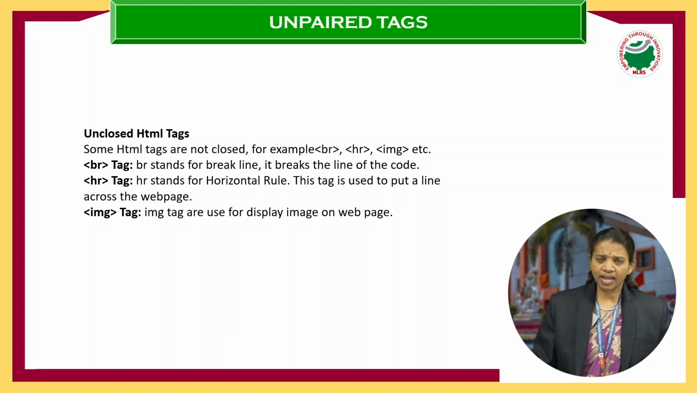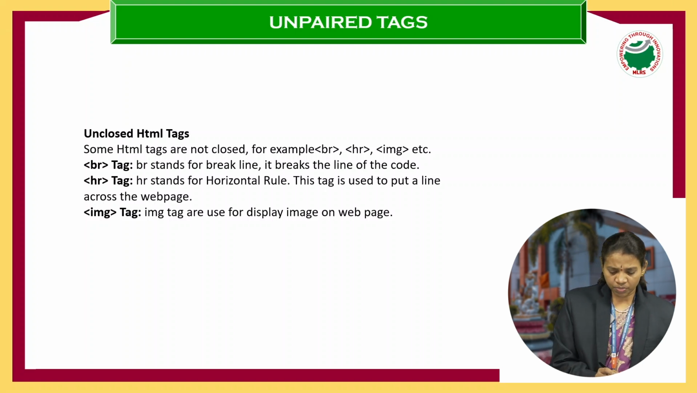Unpaired tags. There are two types of tags: paired tags and unpaired tags. Paired tags are those where the starting tag has an end tag preceded with a forward slash. Whereas unclosed tags or unpaired tags have no ending tag. That means there is no closing tag, no ending of the tag, only the starting of the tag.